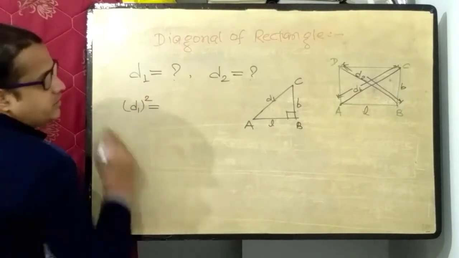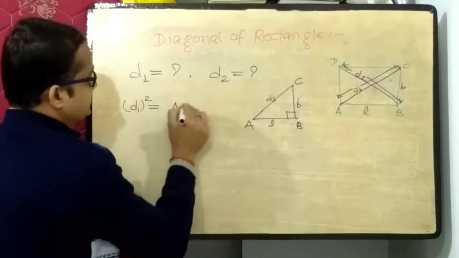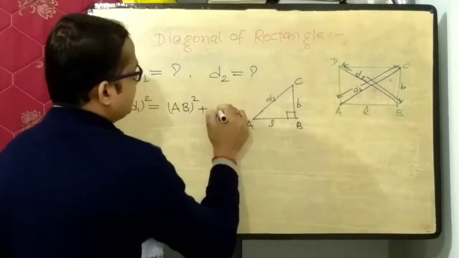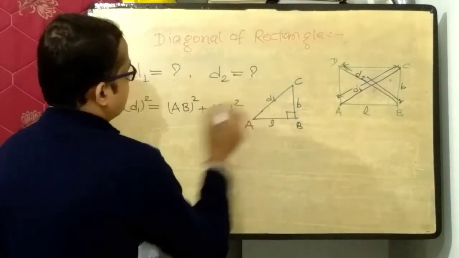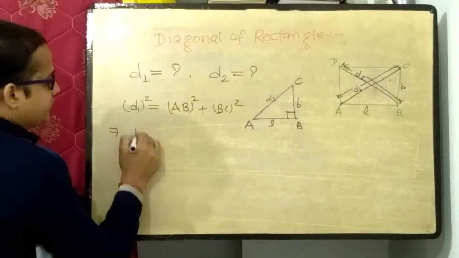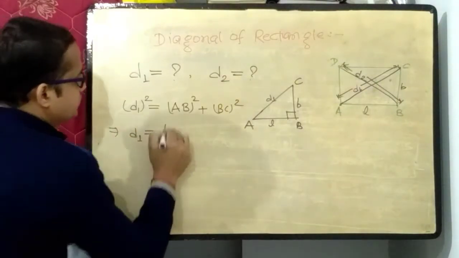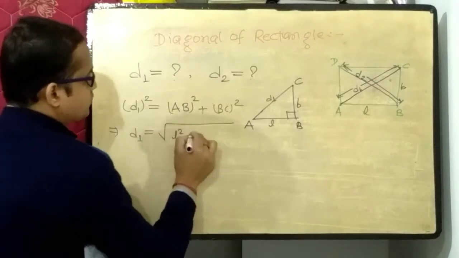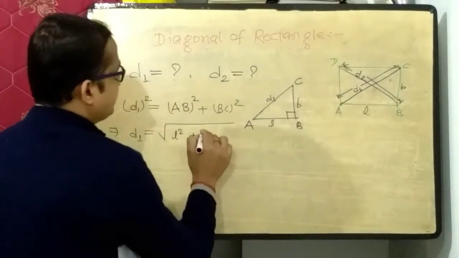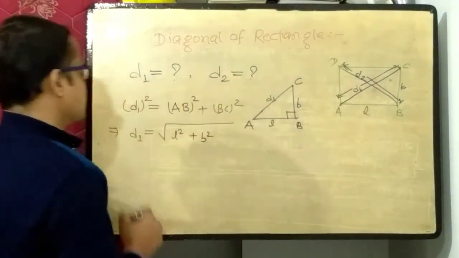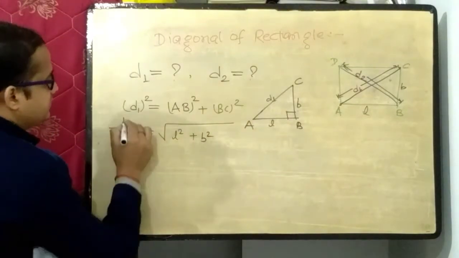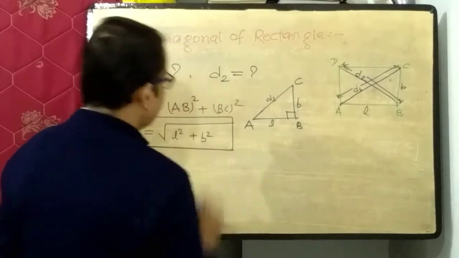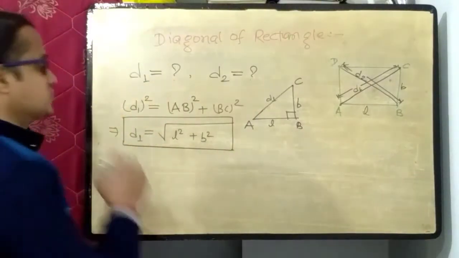So D1 square equals base square. Base is AB, square, add perpendicular, which is BC square. So what will you get? D1 equals root over AB, which is L, so L square add BC, which is B, so B square. That means the length of the first diagonal is under root L square add B square.